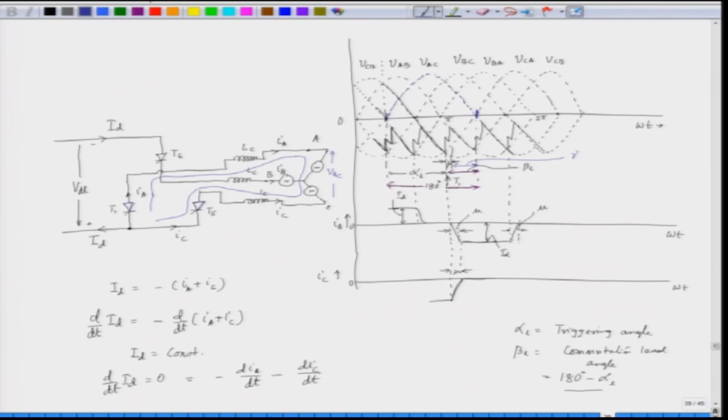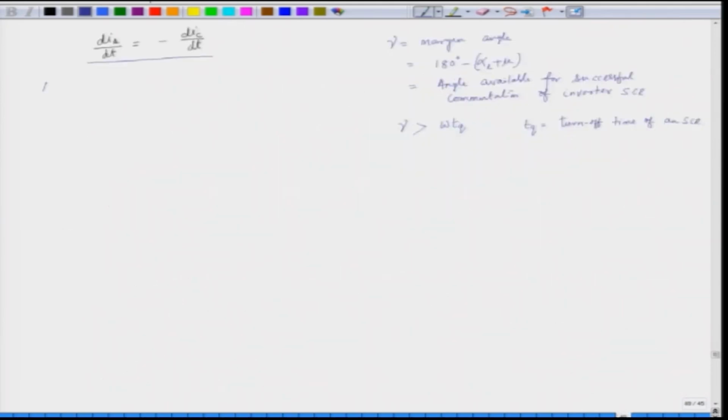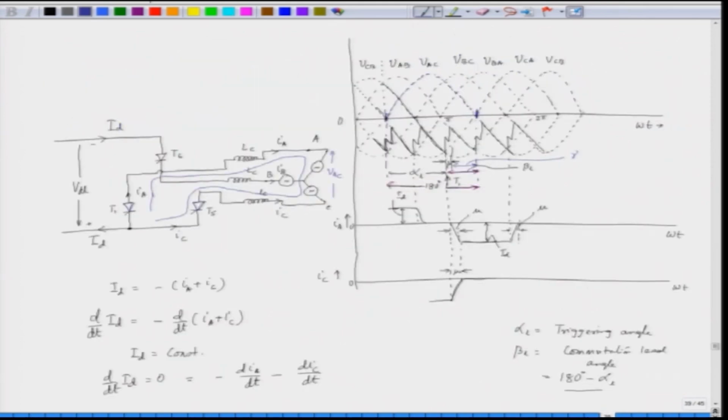If we apply the Kirchhoff's voltage law in this closed loop, what we get here is this is VAC, and we have the drop across this inductor which is LC dIA by dt. We have the drop across this inductor which is LC dIC by dt. So, applying KVL in the commutation loop, we can write here that VAC plus LC dIA by dt minus LC dIC by dt is equal to 0. So, this is LC dIA by dt.